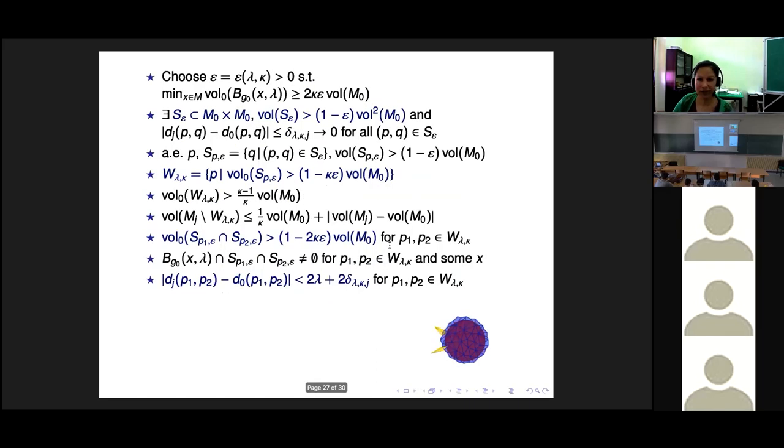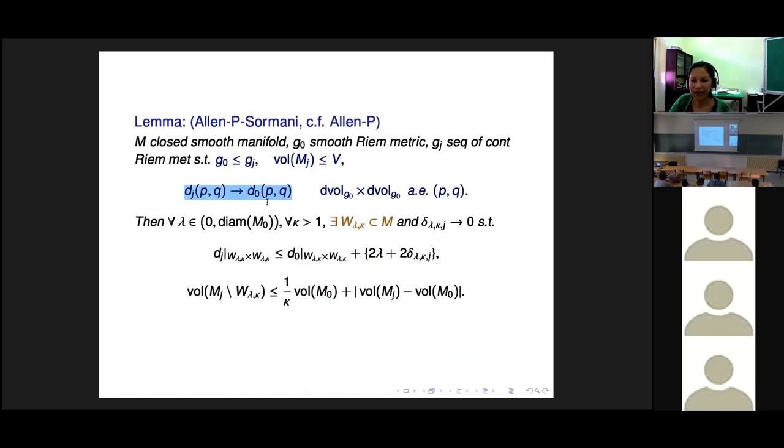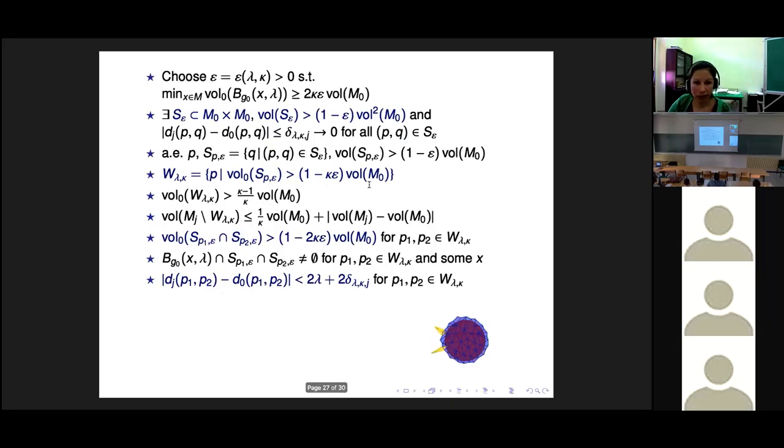Okay, and now let's see what the next slide says. Oh, the next slide has many, many things, but let's not worry about this. So there are many lambdas and many kappas and many things. Don't pay attention. I mean, the main idea is the following. Suppose that one has this pointwise almost everywhere convergence. But here we have this pointwise almost everywhere convergence in the spaces M times M. So then we can use Egorov's theorem. And Egorov's theorem is going to say that given an epsilon, you have some region in your manifold M0 times M0 that has a small volume.